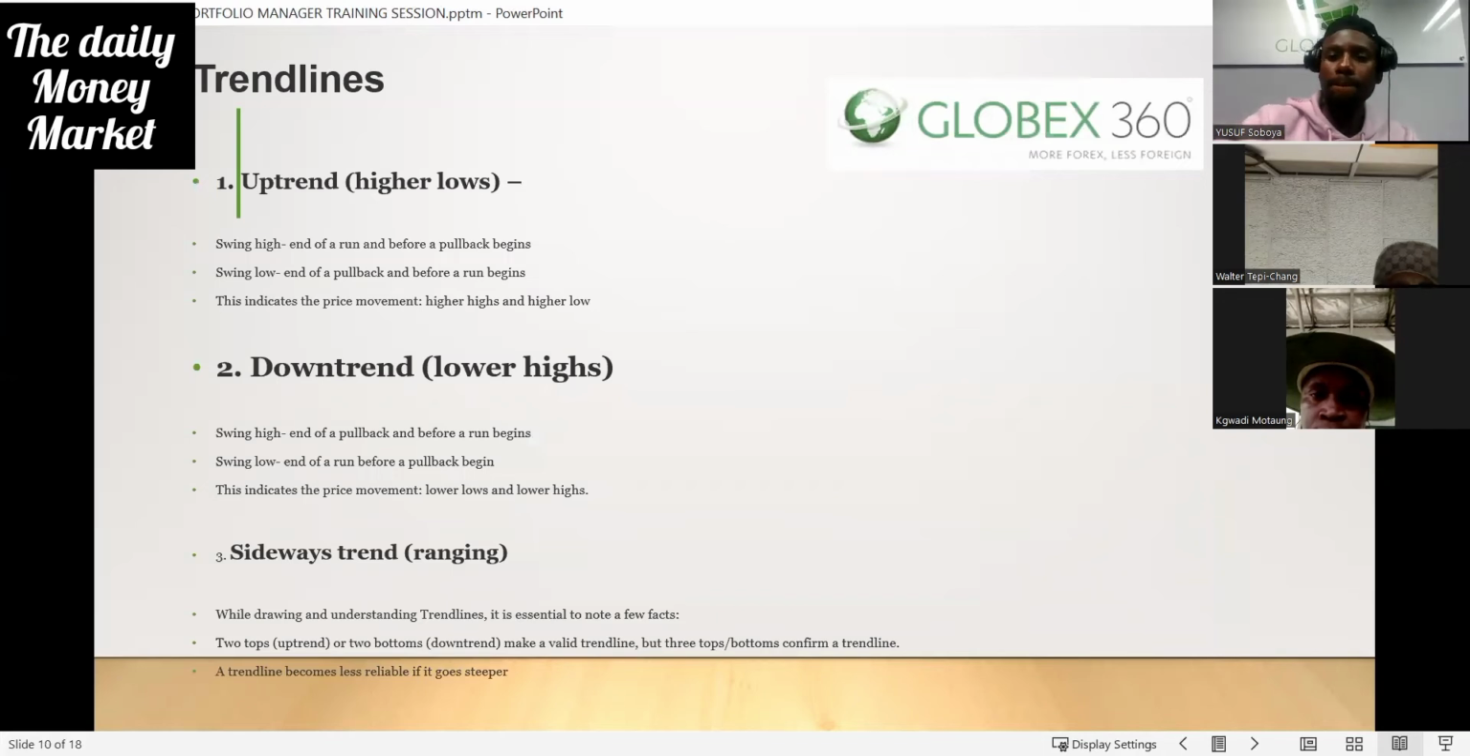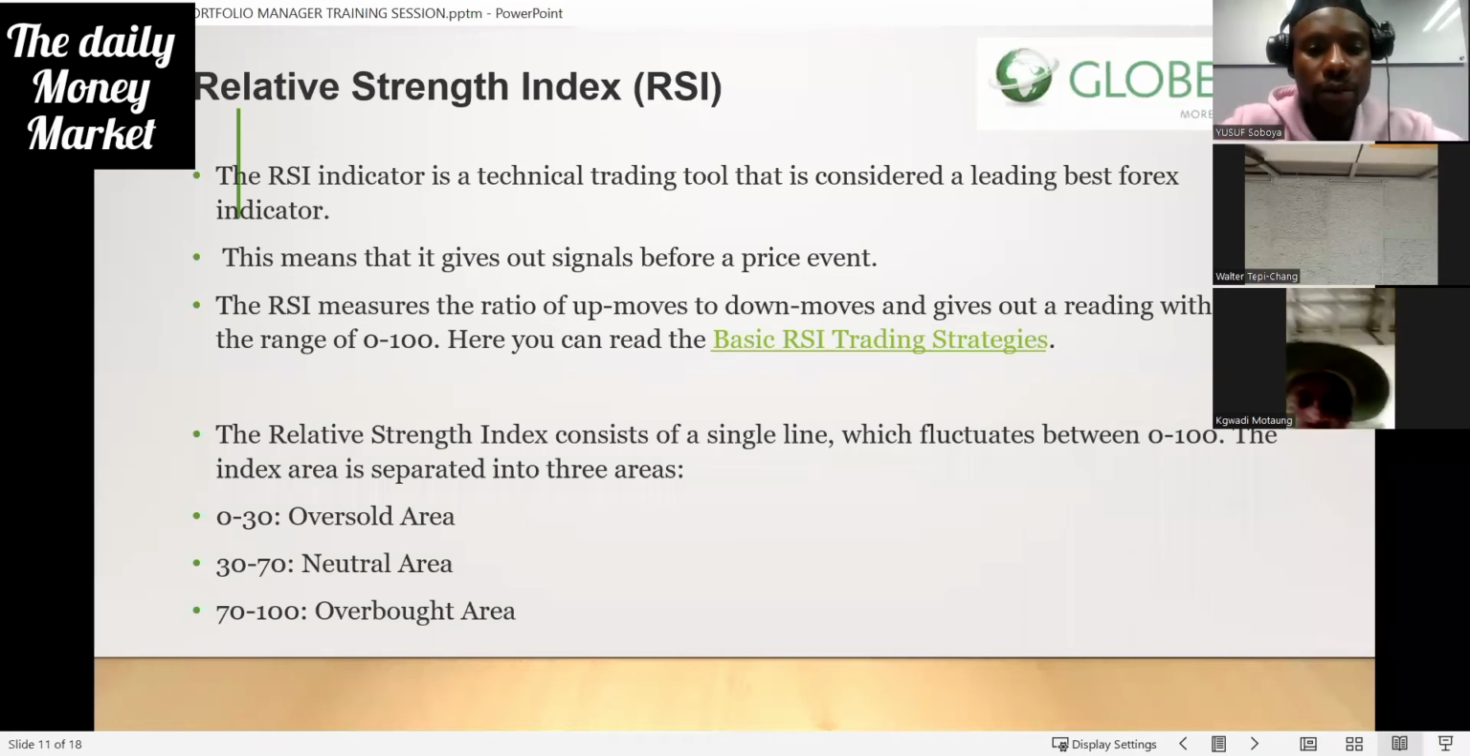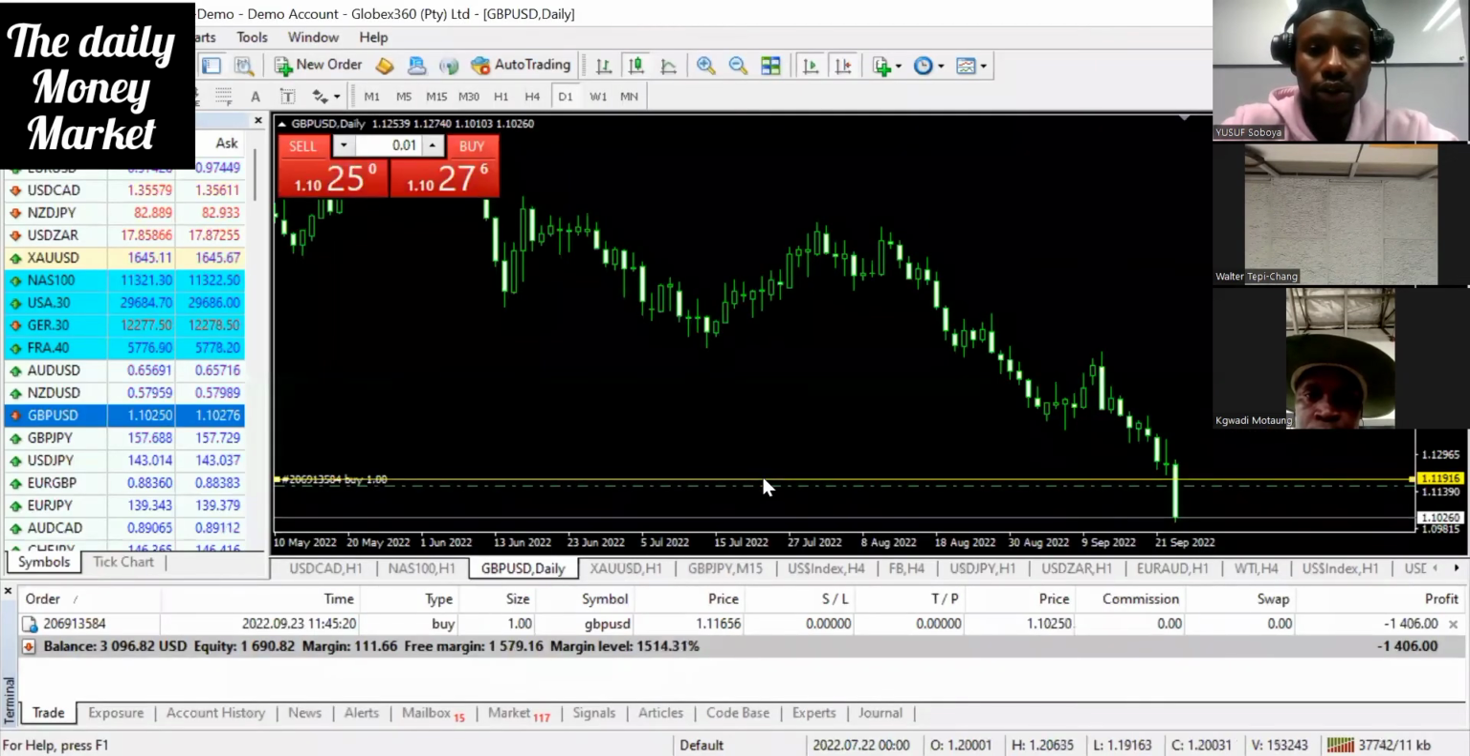All right. So these are the uptrend and the downtrend. I'm sure we know about those ones. So before we jump to another indicator, let's just check what this Fibonacci thing is that we're talking about.